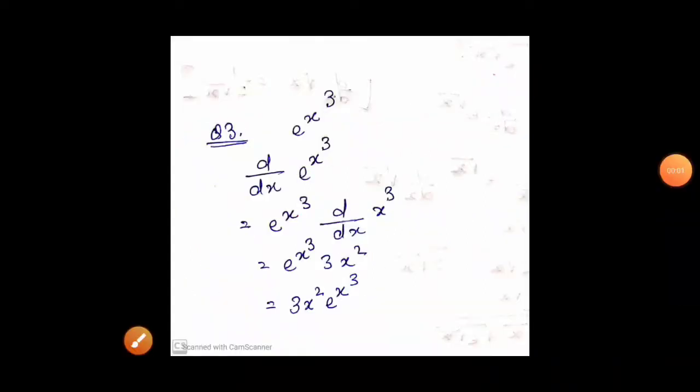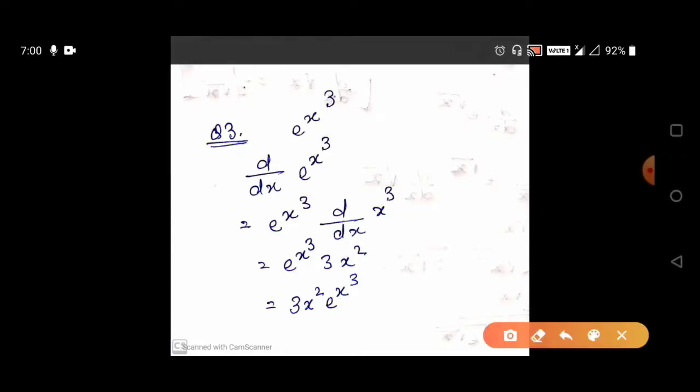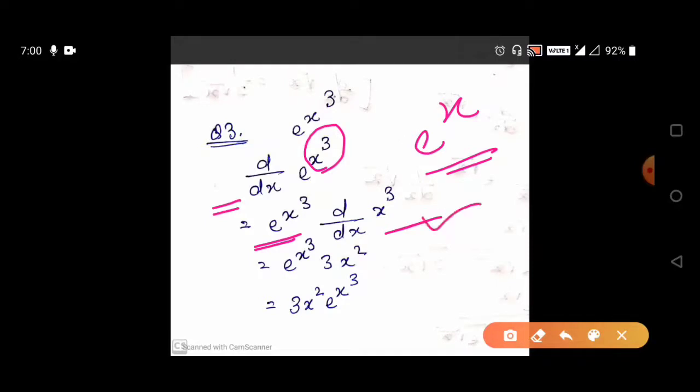Question number 3 of exercise 5.4. Here we have to differentiate e to the power x cube with respect to x. So first of all we will apply the formula of e to the power x. We will consider x cube as x. d/dx of e to the power x is e to the power x, so here we write e to the power x cube. Now we have to differentiate x cube. Differentiation of x cube with respect to x is 3x square. So our answer is 3x square e to the power x cube.